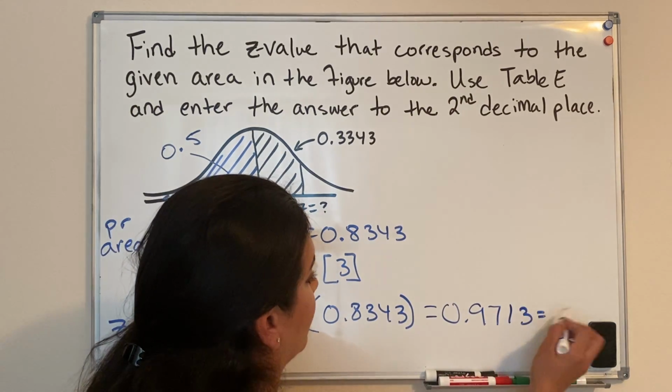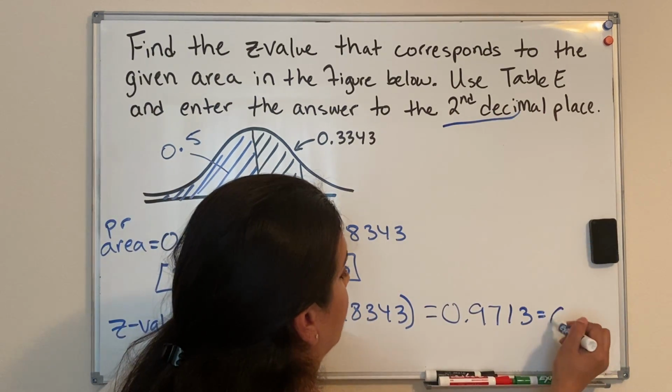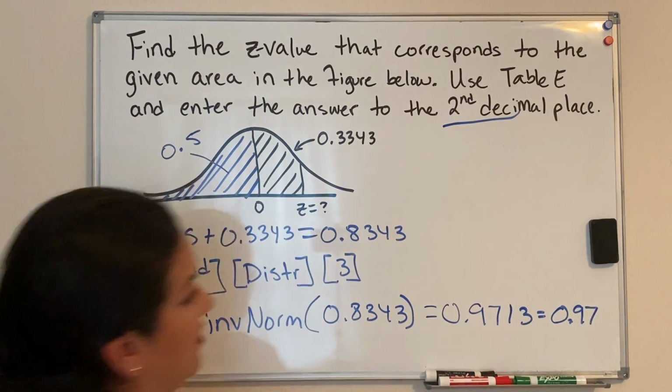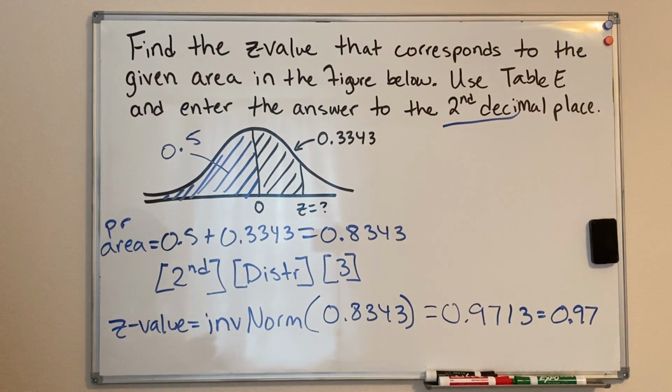0.9713. If we round to the fourth decimal, the problem actually asks us to round to the second decimal. So then that's going to be 0.97. So that's going to be your z-value that corresponds to this point here on your standard normal distribution.